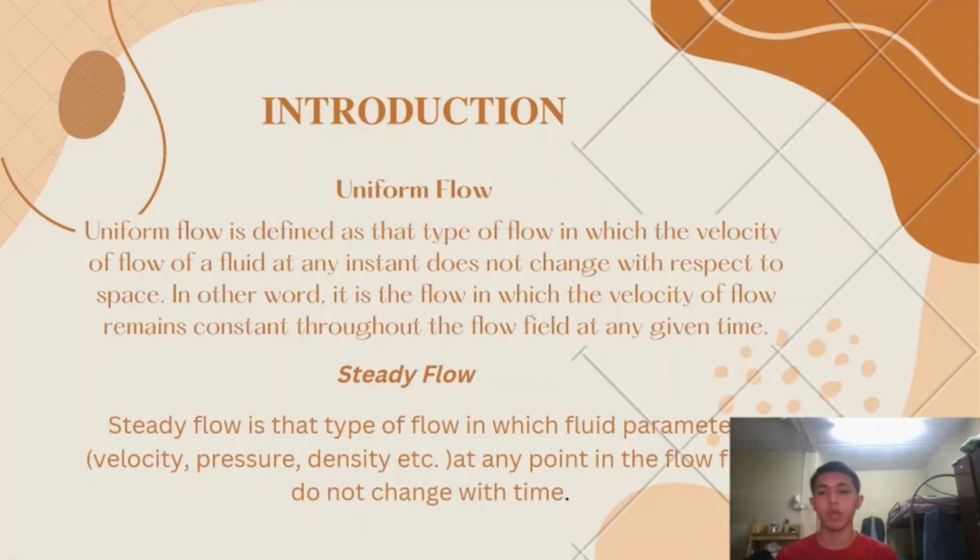First, uniform flow. Uniform flow is defined as that type of flow in which the velocity of flow of a fluid at any instant does not change with respect to space. In other words, it is a flow in which the velocity remains constant throughout the flow field at the given time. Second is steady flow. Steady flow is that type of flow in which fluid parameters, for example velocity, pressure, and density, at any point in the flow field do not change with time.